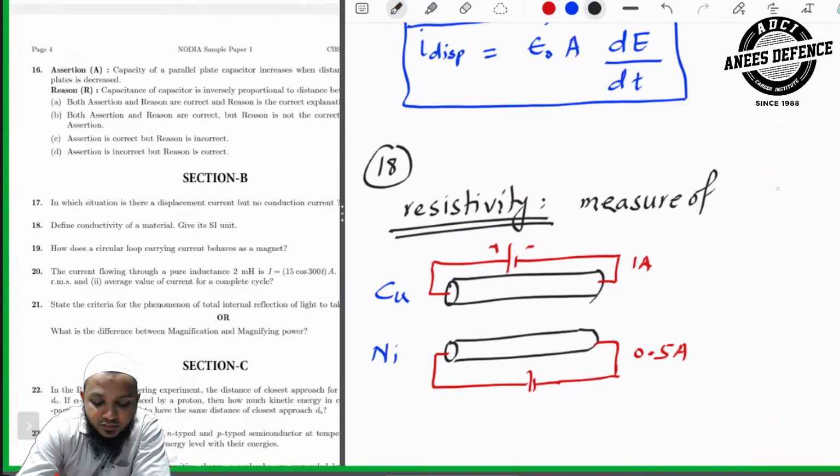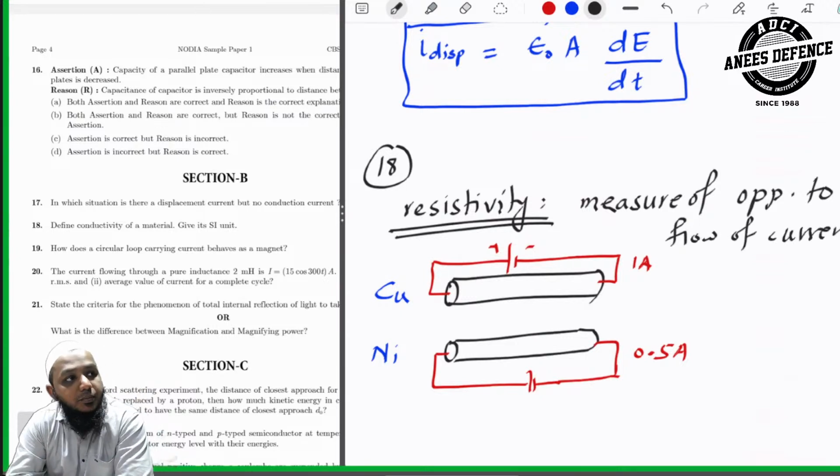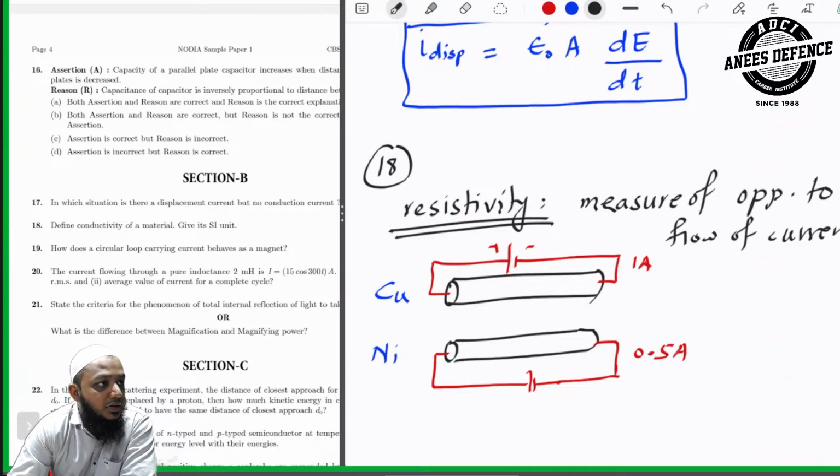So what do you mean by resistivity? It is the measure of opposition to the flow of current. It is the extent up to which the material opposes the current. How much it gets opposed, because electrons flow through it. Current is what? A flow of electrons. So when electrons flow through the material, they will be opposed by the material itself. So up to what extent it is opposing is known by resistivity.